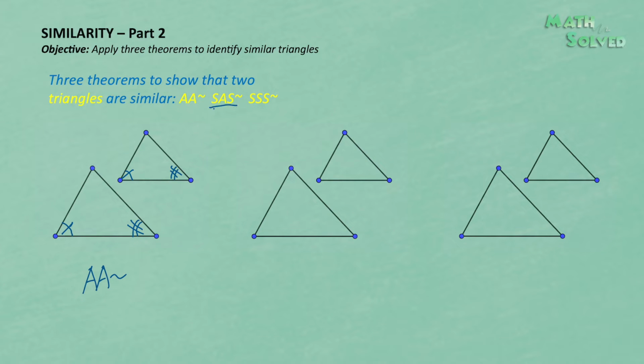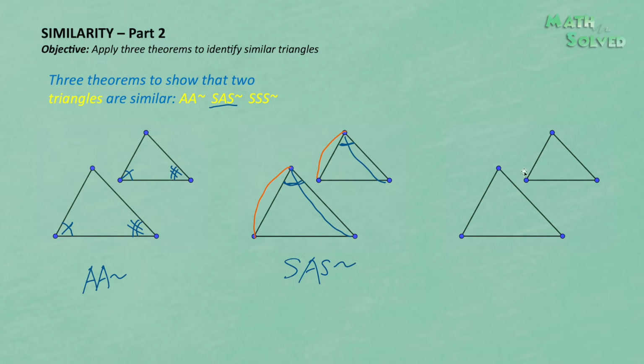The second one here is called side angle side similarity. This theorem says that if two sides in one triangle are proportional to two sides in the other triangle, and their included angles are congruent, then these two triangles are similar. For example, in the second diagram here, if the ratio of this side and this side is equal to the ratio of this side and this side, and also their included angles are congruent, then we say these two triangles are similar by SAS similarity.